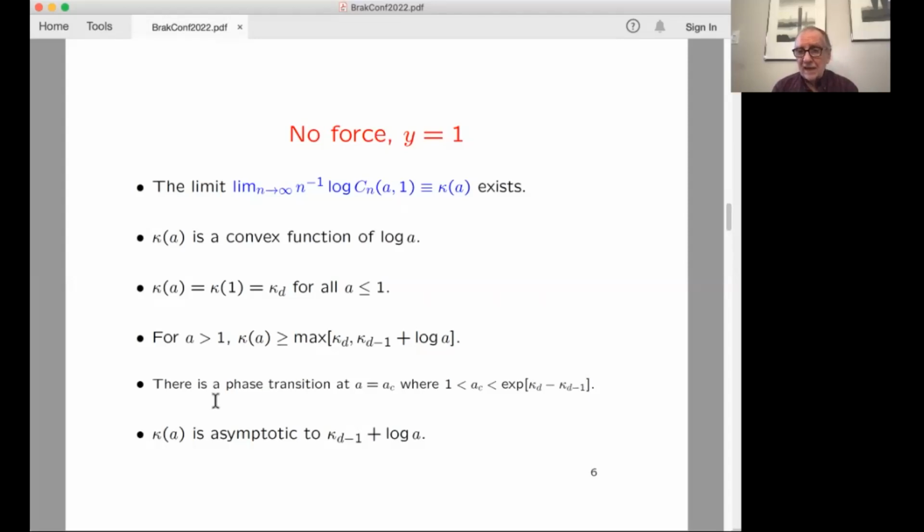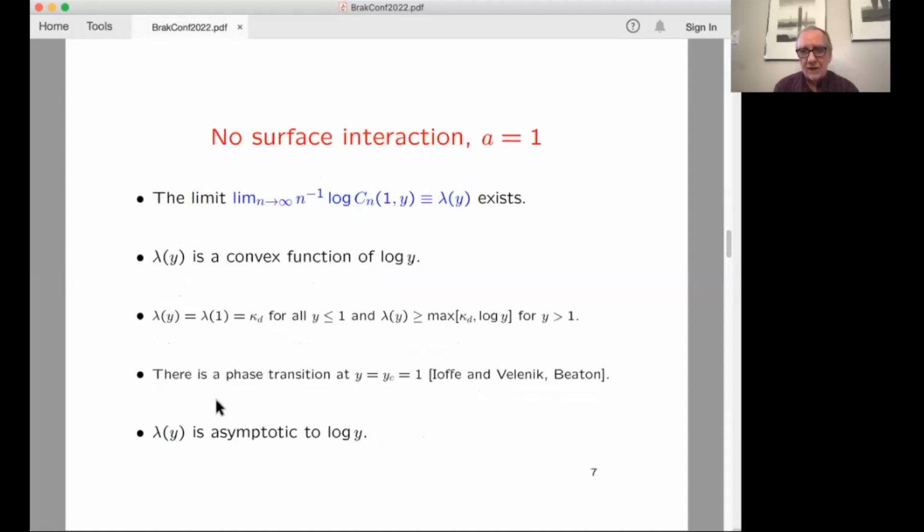Moreover, kappa of A is asymptotic to one of the lower bounds. So as you increase the interaction of the vertices with the surface, kappa of A more and more nearly approaches kappa D minus 1 plus log A. Okay, so that's a result we'll need. The other things we'll need are the existence of the phase transition, the existence of the original limit, maybe the convex function, and this asymptotic result, which is the last thing I have on this slide.